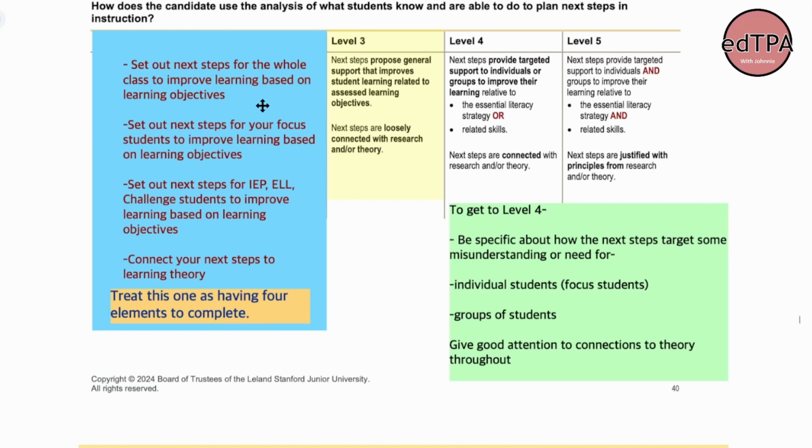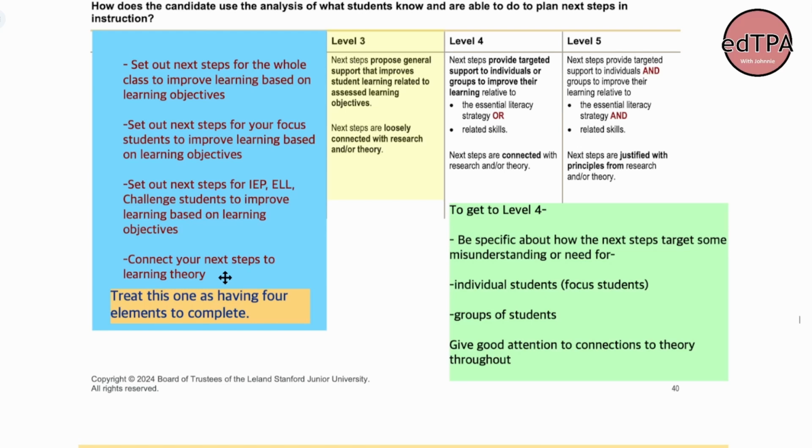So my suggestions, things to do: set out next steps for the whole class to improve learning based on learning objectives, right? That's a little beyond just general support. Set out next steps for your focus students to improve learning based on learning objectives. Okay, so this is more folks, not just something for the whole class. Set out next steps for IEP, ELL, challenge students to improve learning based on learning objectives. So more folks again, next steps for more folks.